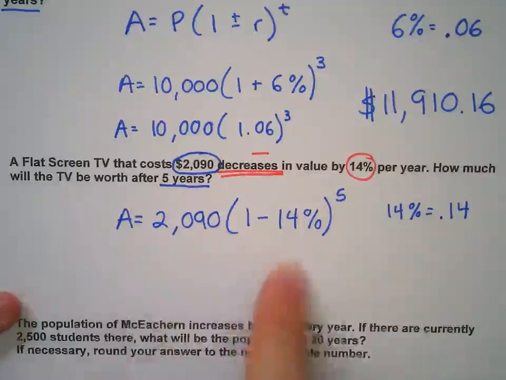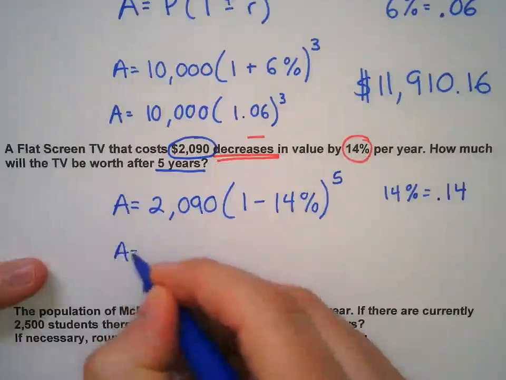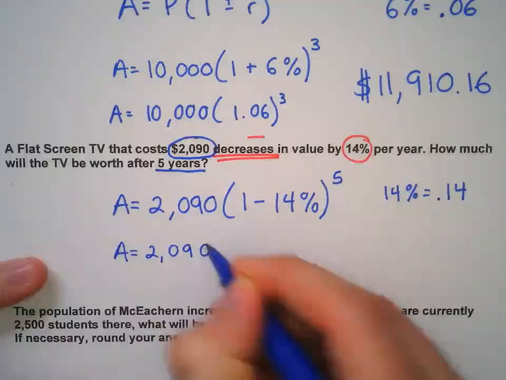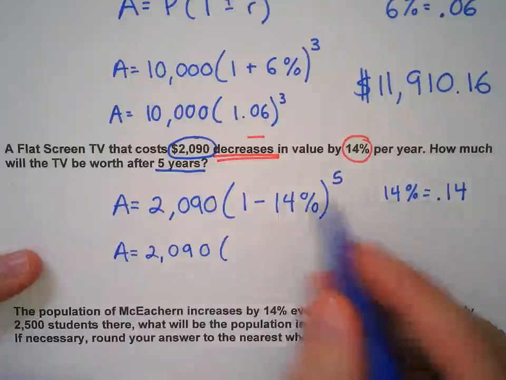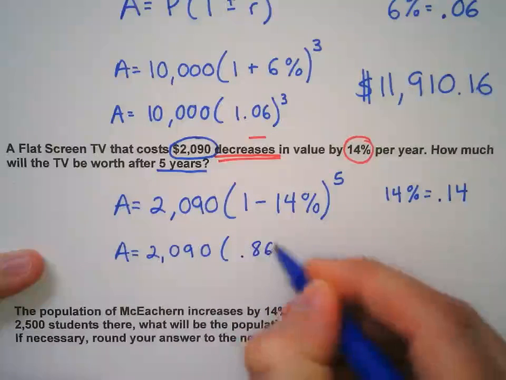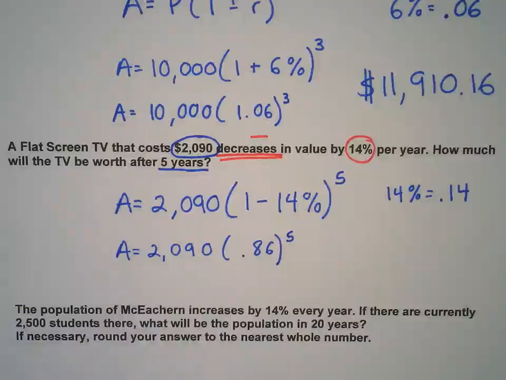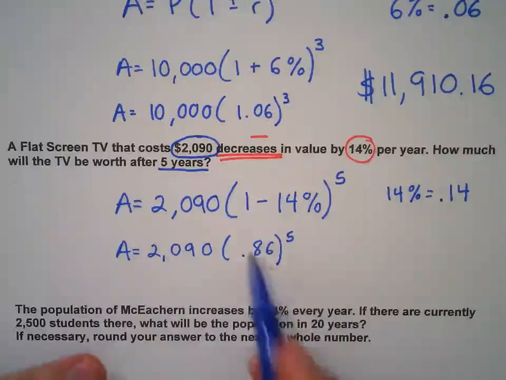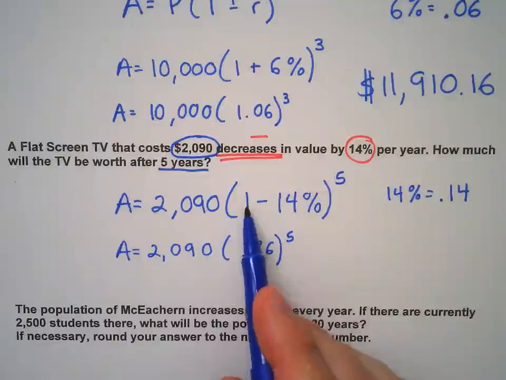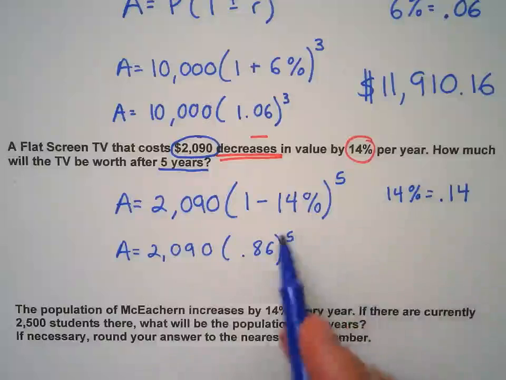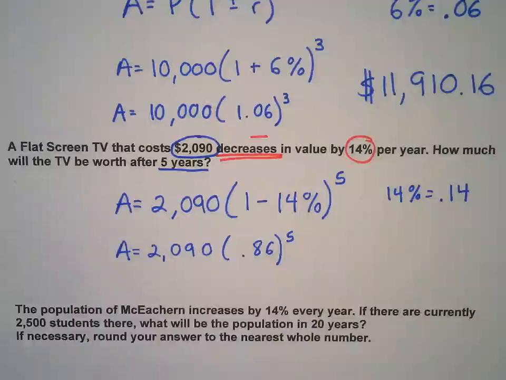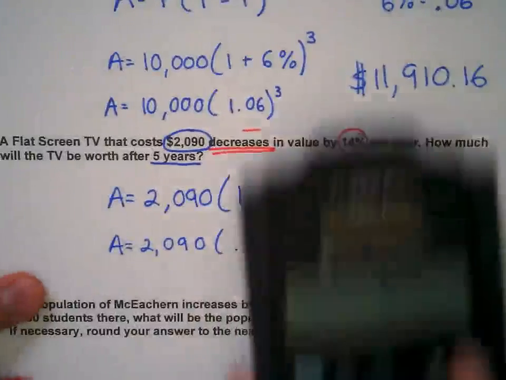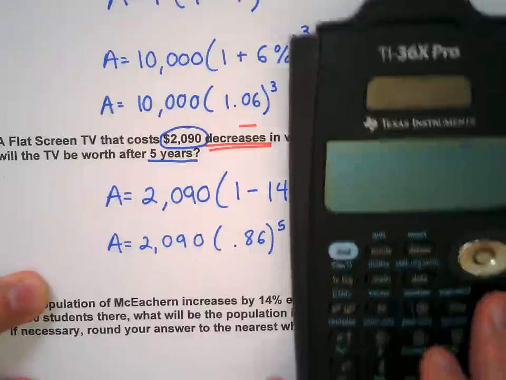Now, if you want to change this to the proper form, another way of writing it is A equals 2,090 times 1 minus 14%, so 1 minus 0.14 is actually 0.86 raised to the 5th power. How I like to explain that is, imagine you have $1 and you subtract 14 cents from that dollar, you'll have 86 cents. That's another way of thinking about how you got 0.86 there. You can always put that in your calculator as well. But we're going to plug this into our calculator and see what we get.